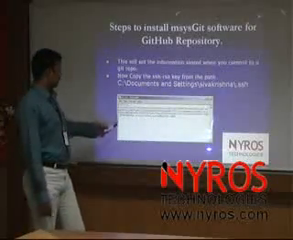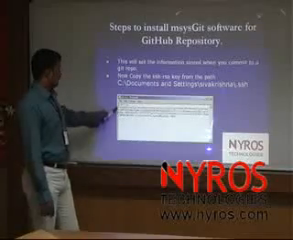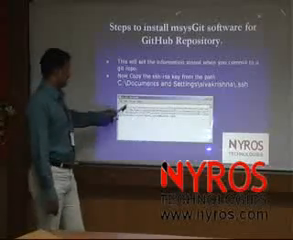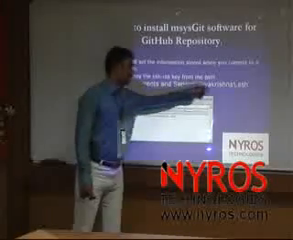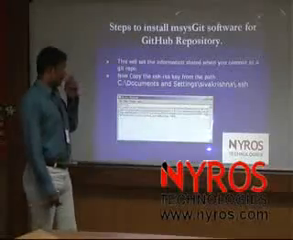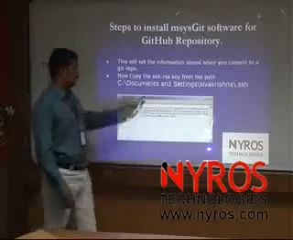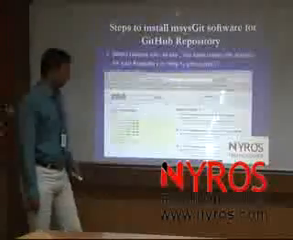So, we can copy this. The public key starts with ssh-rsa. We can copy this from the specified path, which is the default path given to us.